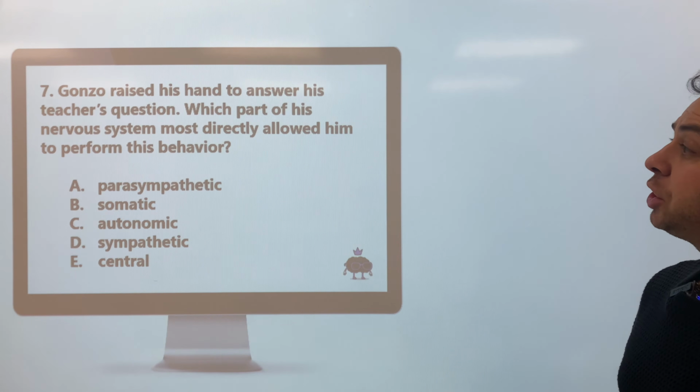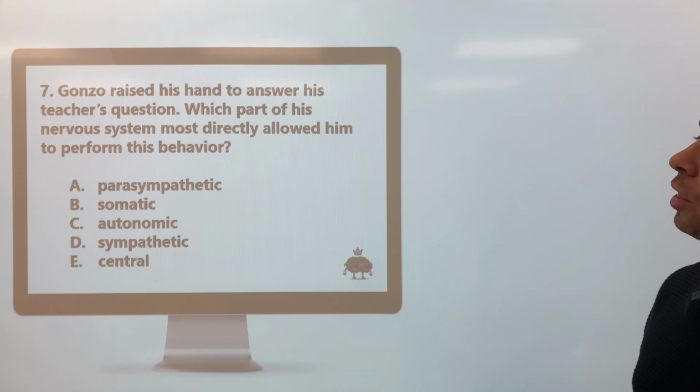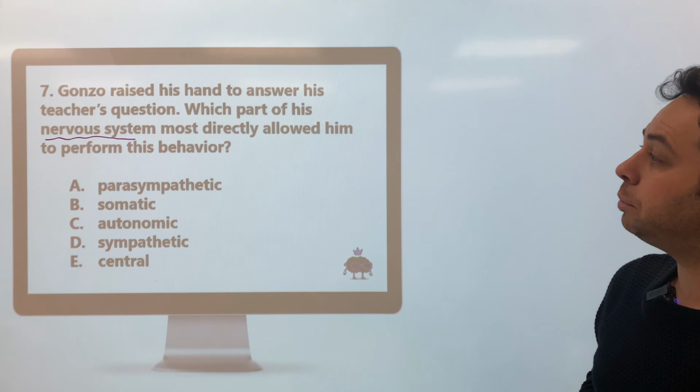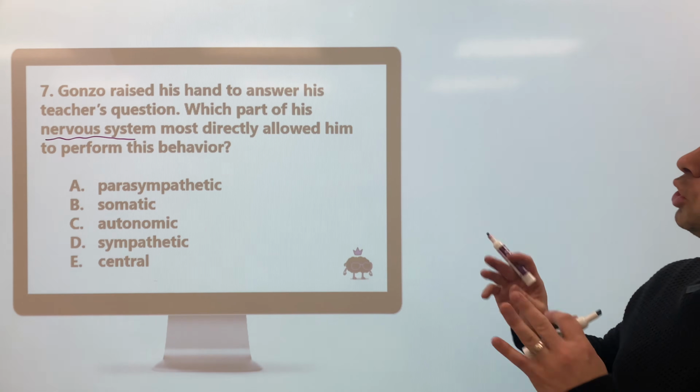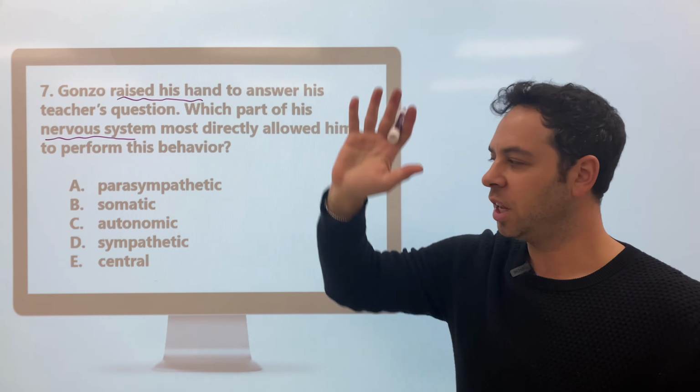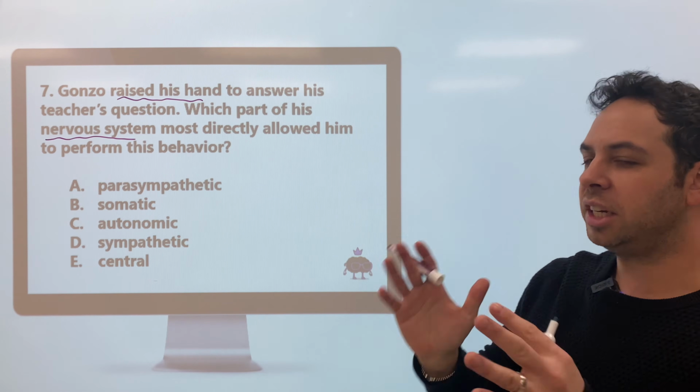All right, number 7. Gonzo raised his hand to answer his teacher's question. Which part of the nervous system most directly allowed him to perform this behavior? All right, so if Gonzo raised his hand, that requires muscles, right? I need some muscle movement. So let's break down the nervous system to lead us to our correct answer.